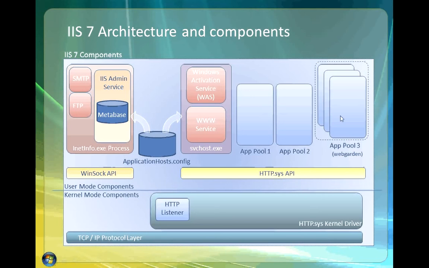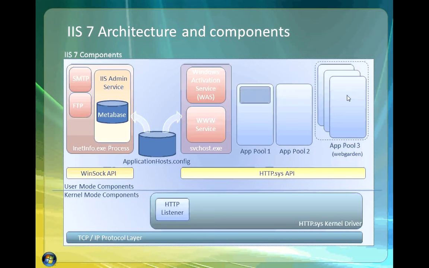But there are some cases in which, for example for application pool 3, you can have several W3WP instances corresponding to the same pool. This is called web gardening, and it allows multiple instances of the same application to run side by side in case we do not have enough resources in one process to run that application. We'll come back to this in a later video.